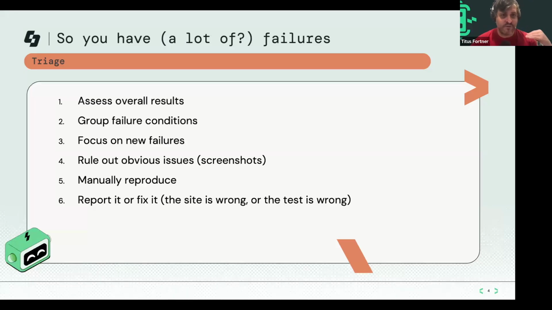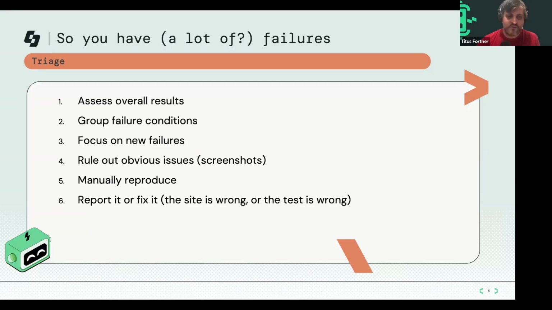So, all right, we've grouped failure conditions. We focused on new failures. We've ruled out obvious things by looking at screenshots, video, or errors. The error message will tell you a lot sometimes. Then you need to be able to manually reproduce to see: is this a code problem or a website problem? That's report it or fix it. Either it's a real thing you need to let the dev team know about, or it's something you need to go into your test code and figure out why it's doing the wrong thing.